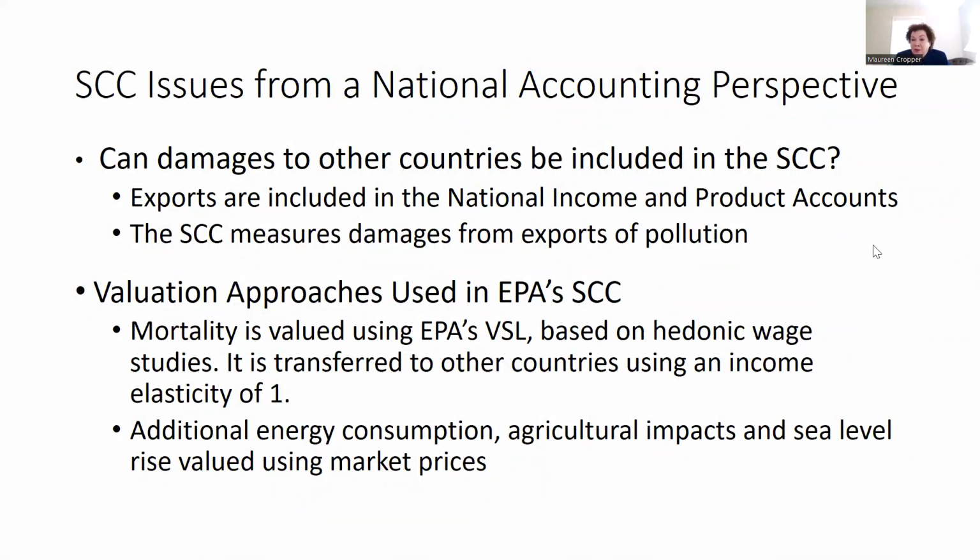I don't know whether this would be the official view, but it's important to realize that these are global damages that I've shown you. The valuation of these damages, mortality damages are a big component of the $200, and they are valued using EPA's value per statistical life based on hedonic wage studies. This is transferred to other countries using an income elasticity of 1. Energy consumption, agricultural impacts, and sea level rise, certainly in the DSIM model, are valued using market prices.